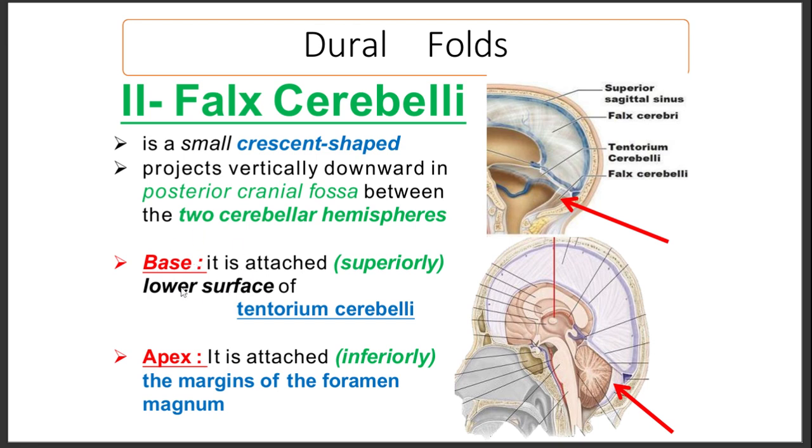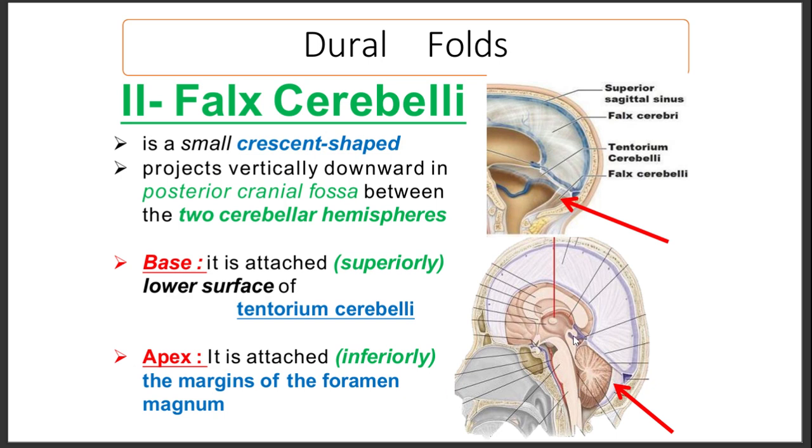And where does it attach? So the base of this one is attached superiorly to the lower surface of the tentorium cerebelli. So on top, you have got the falx cerebri, and then you have got the tentorium cerebelli. Down the tentorium cerebelli, you are going to have the falx cerebelli. The tentorium cerebelli is a tent that is separating the cerebrum. You can see here, this is the cerebellum. On top, you're going to have the cerebrum. But to separate the two hemispheres of the cerebrum, you have got the falx cerebri. To separate the two hemispheres of the cerebellum, you have got the falx cerebelli.